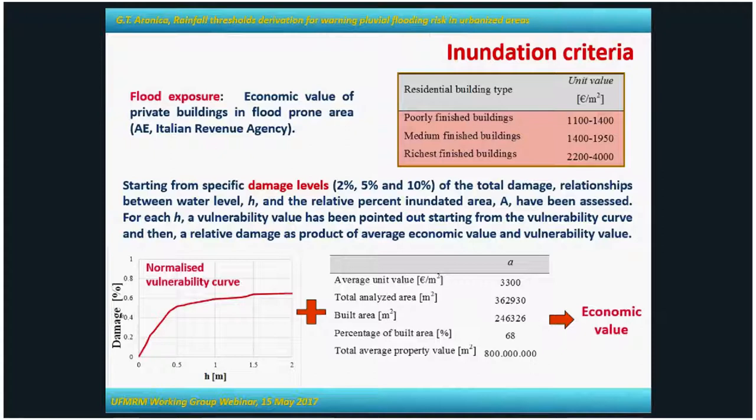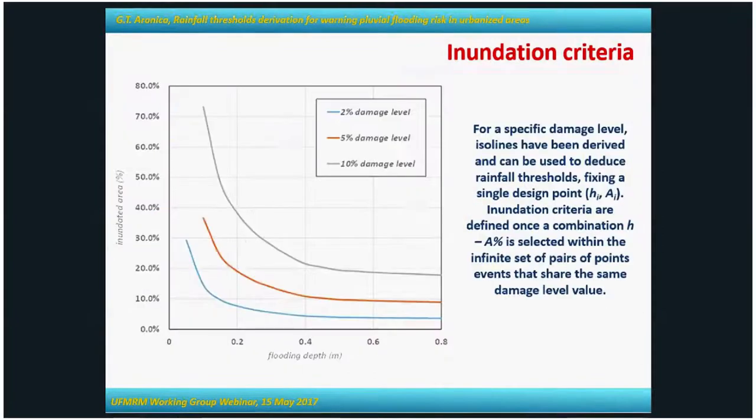Particularly for this primary analysis, we use three different damage levels, 2%, 5%, 10%. This means that 2% is 2% of the total damage of the assets, in terms of residential buildings, in the area, and likewise 5% and 10%. The result of these analyses are these kinds of curves, which put together the inundated area percentage and the flooding depth. Each point of each curve represents the situation in which we have 2%, 5% or 10% of the total damage in the area. So you have 10%, for instance, when you have 40% of the water depth and 20% of inundated area, and so on for the other points.